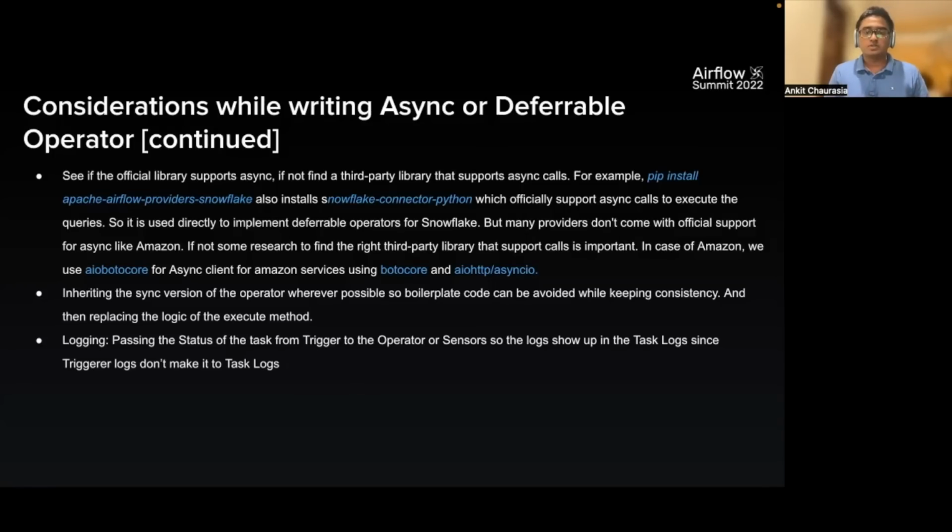But in the case of AWS, Boto 3 natively does not support async calls for you. So there's a third-party library which I looked up, which is aiobotocore, which I used in my S3 key sensor async implementation, which I showed you earlier, right? And this supports the async implementation. So you might need to look up the async libraries for yourself. And again, the next important bit is you need to also be cautious about inheriting the sync version of the operator wherever possible, so that boilerplate code can be avoided while keeping the consistency as well.